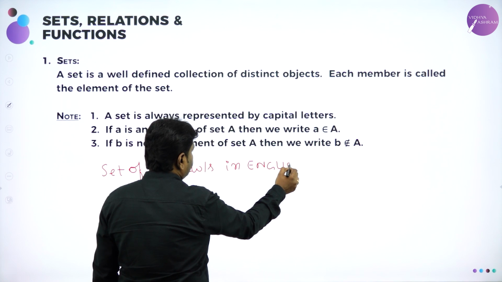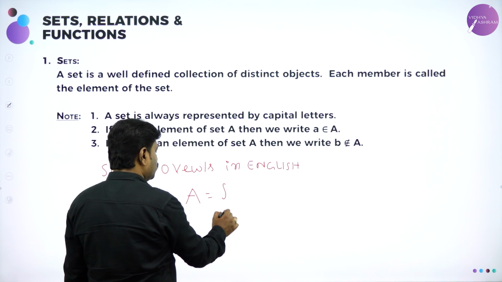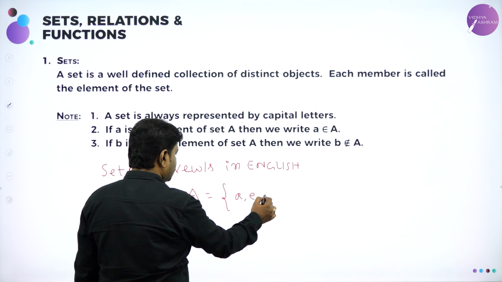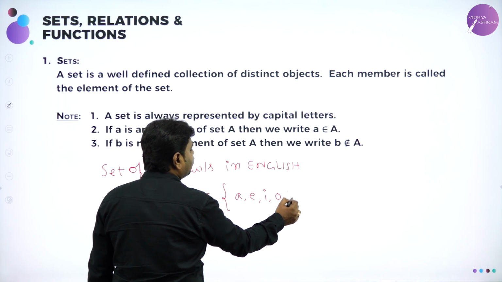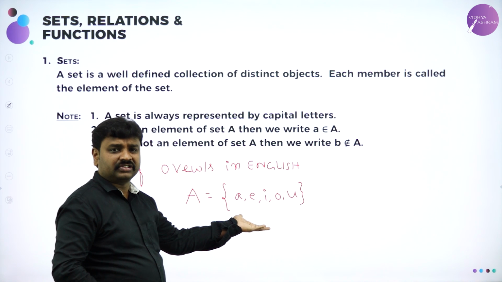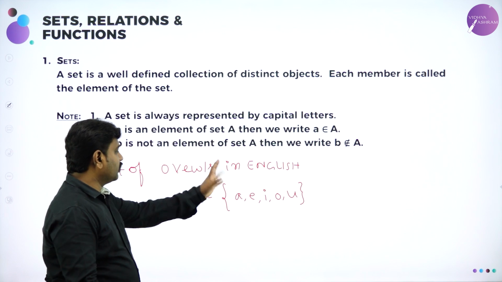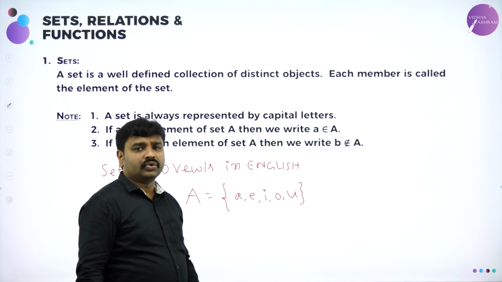What is the set of vowels in English? Capital A is equal to... what are the vowels in English? A, E, I, O, U. They are well defined, so you cannot write any other alphabets in place of vowels. The vowels are defined, so these are the elements. The set of vowels in English is A, E, I, O, U.